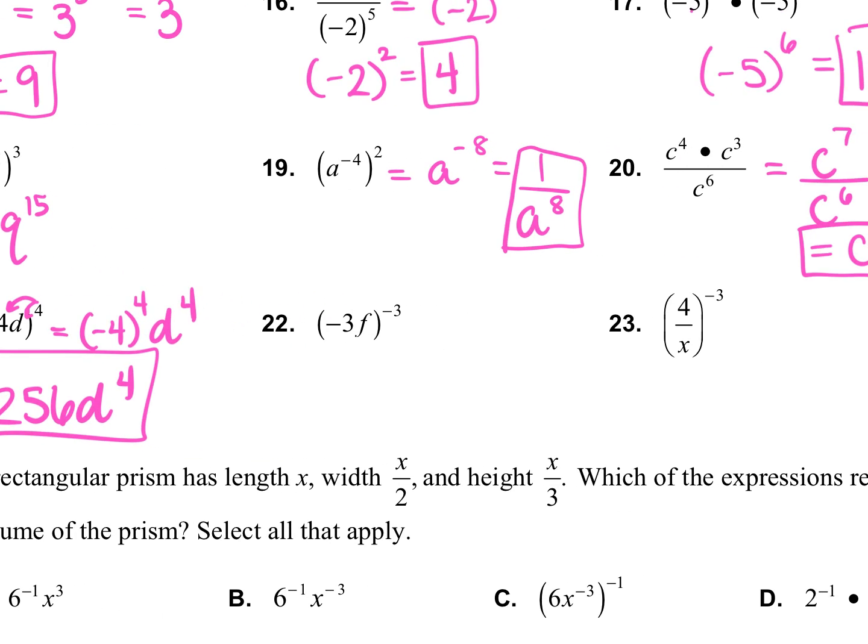Same deal. This one, I'm actually going to turn it positive. So now I'll have 1 over 3 to the 3rd, f to the 3rd. 3 to the 3rd, I believe, is 27. Yep, 27.